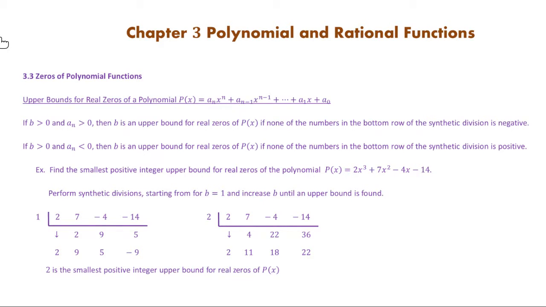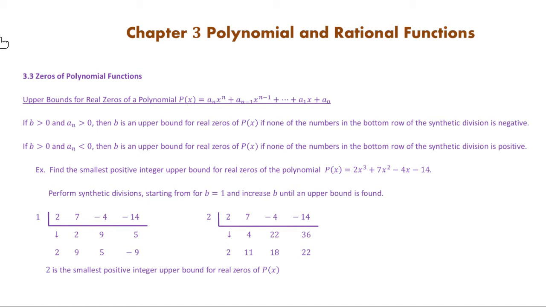In this case, the leading coefficient equals 2, so that's positive. And we got one negative number in the bottom row. So that means 1 is not an upper bound for the real zeros of this polynomial. That means there are some solutions greater than 1 if you solve this polynomial equation. So then let's increase to 2 and see what happens.